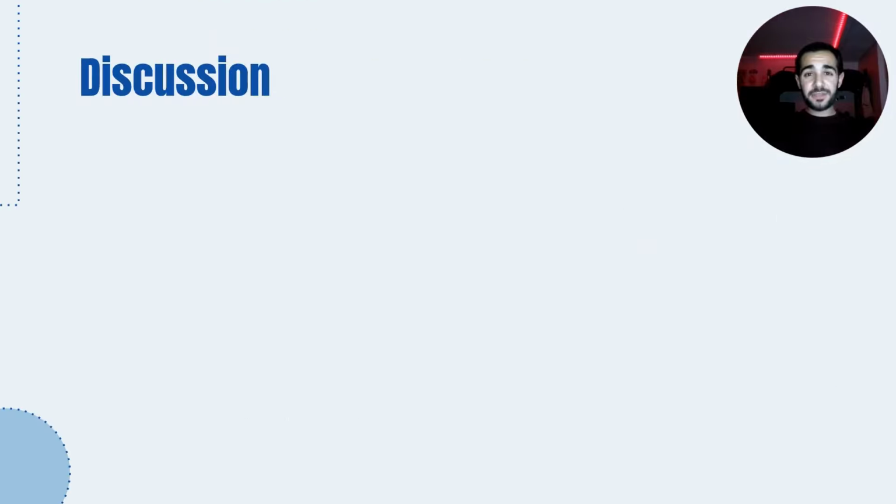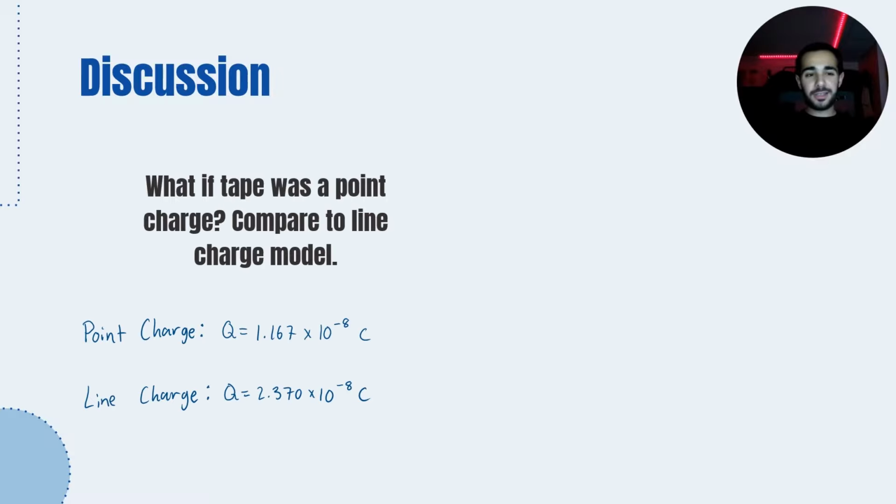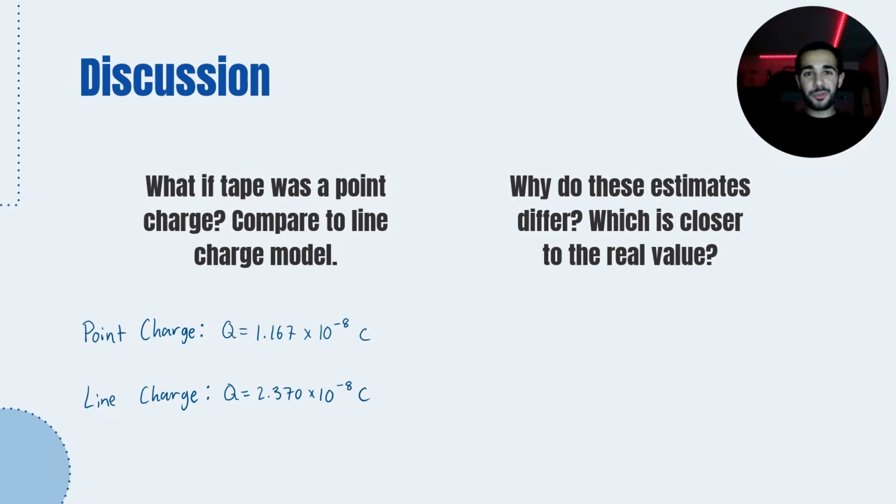Now that we've successfully completed Lab 1 and Lab 2, we can finally compare the results. Well, let's answer this first question. What if the tape was treated as a point charge? This is exactly what we did in Lab 1, and as you can see, there's quite a difference between the charge we calculated in the point charge model and the line charge model. Well, why do these estimates differ in the first place, and which is closer to the real value?